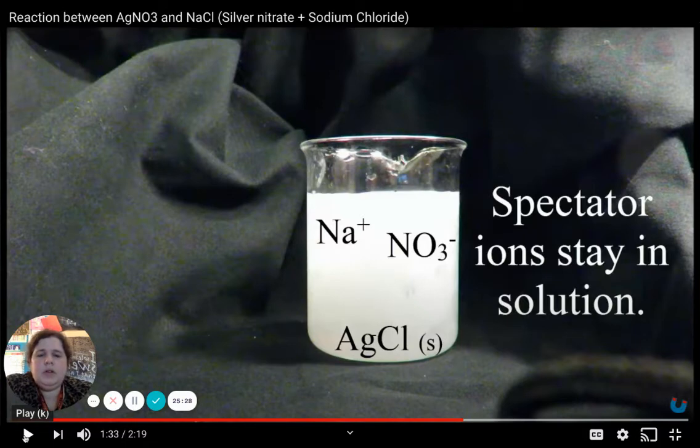So if you recall your solubility rules, silver mixed with any of the halogens, like chlorine, is going to be insoluble. That's why it's a solid. It sinks down to the bottom. Anything with an alkali metal like sodium or a nitrate, NO3, is going to be soluble, so it's just going to be an ion in solution.